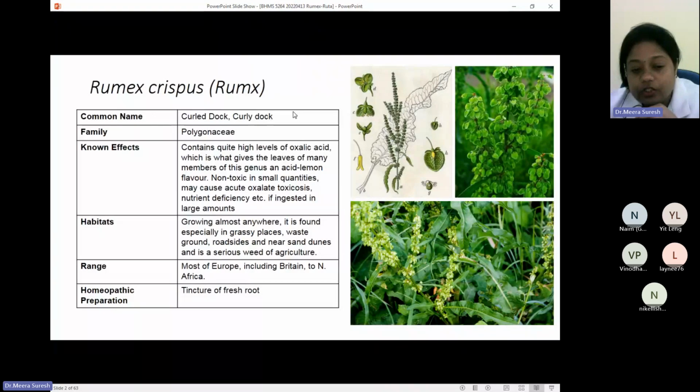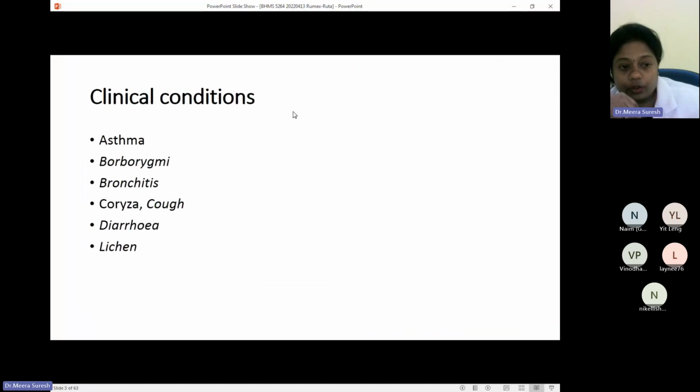Then homeopathic preparation, which is usually the tincture of fresh root. So Rumex, as I told, mostly used for cough conditions where there is intense catarrh. And also another important one is diarrhea. So a condition where there is cough and also catarrh or the expectoration is coming out and associated diarrhea. So sometimes the clinical picture of a tuberculosis, that one is what Rumex is more matching about.